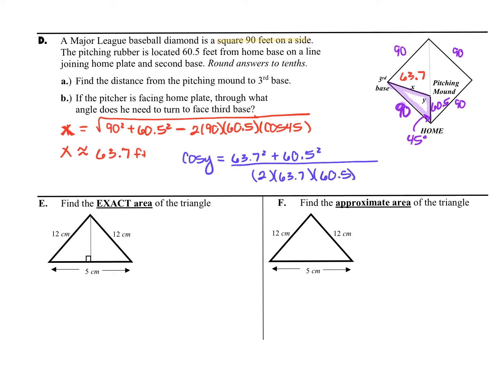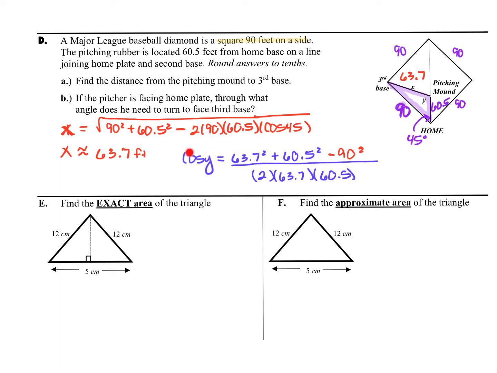And then, of course, we have to subtract the square of the side across from it. So we're going to subtract 90 squared. Now you're going to type all this into your calculator. Remember, that's going to give you a funky decimal. In fact, it's going to be a negative decimal.